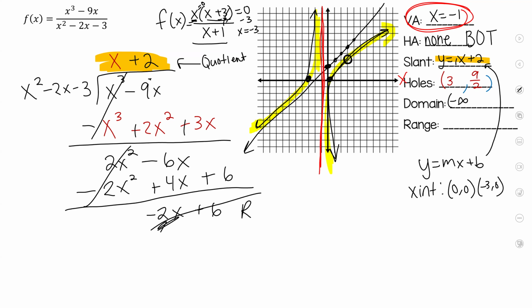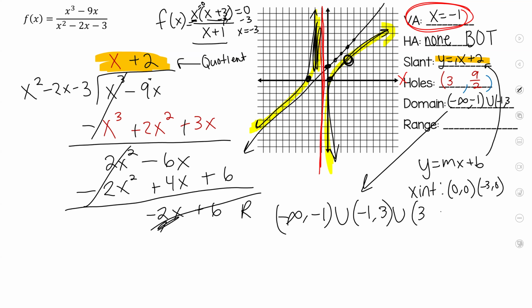So negative infinity to the asymptote, -1, then -1 to this hole. It stops at the hole, so 3. Let me write it over here where I have space. Negative infinity to -1, union, -1 to 3, the hole, and then from the hole to infinity. That is how you write your domain.